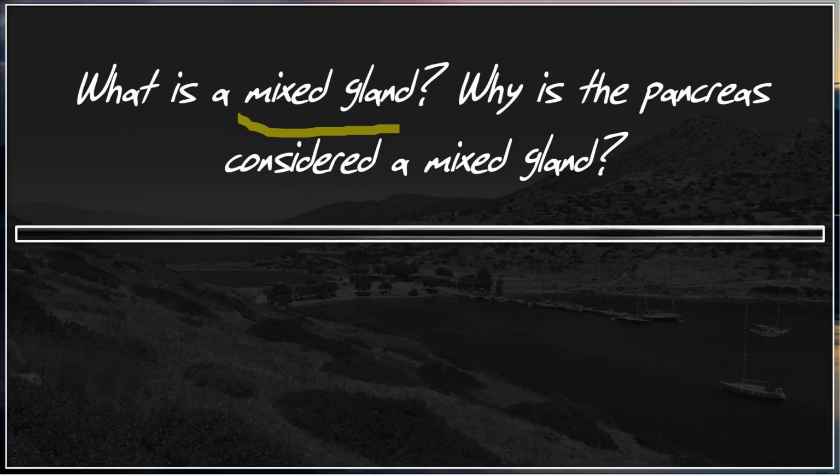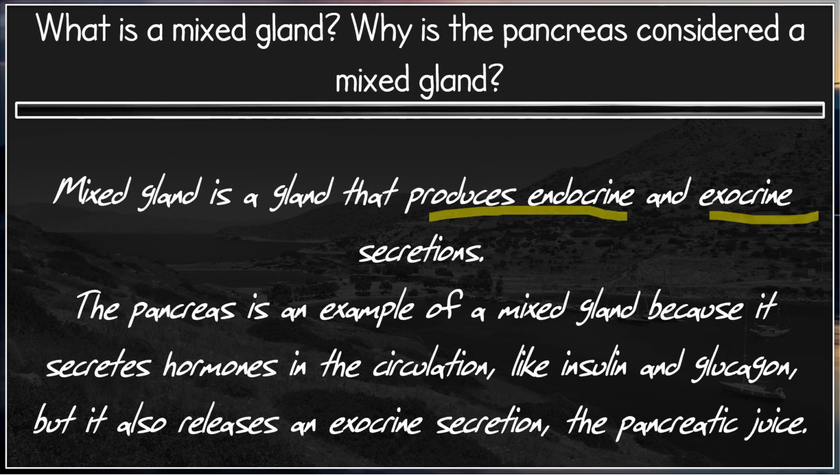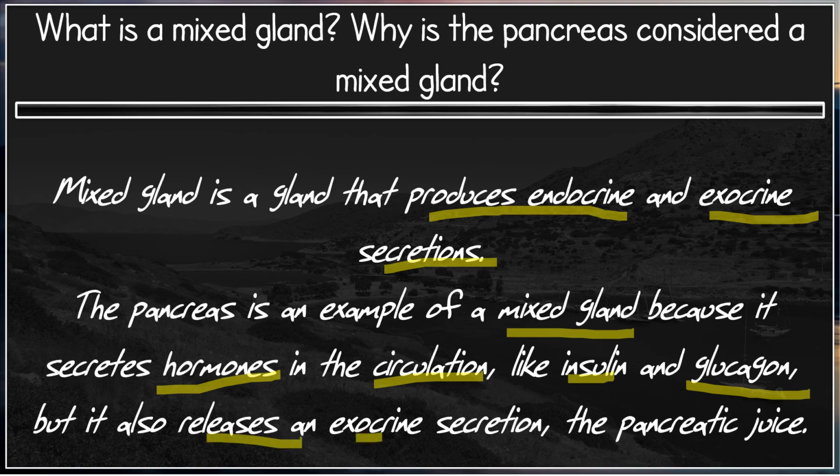What is a mixed gland? Why is the pancreas considered a mixed gland? A mixed gland is a gland that produces endocrine and exocrine secretion. Pancreas is an example of a mixed gland because it secretes hormones in the circulation, like insulin and glucagon. But it also releases exocrine secretion, the pancreatic juice.